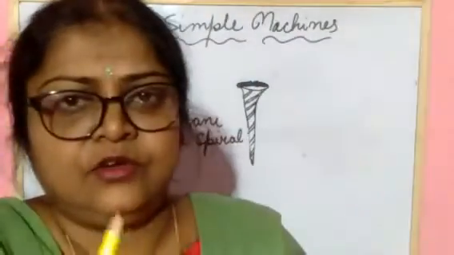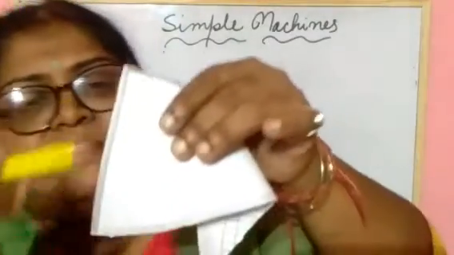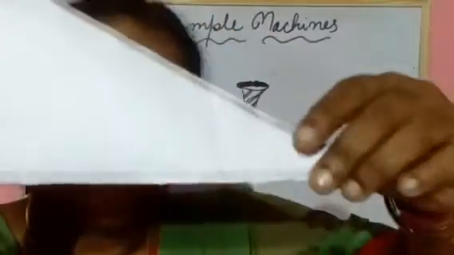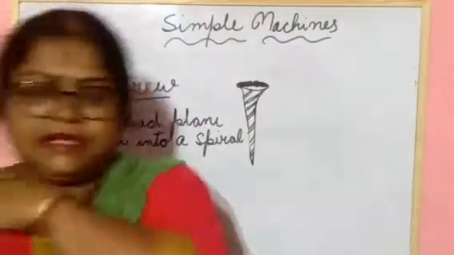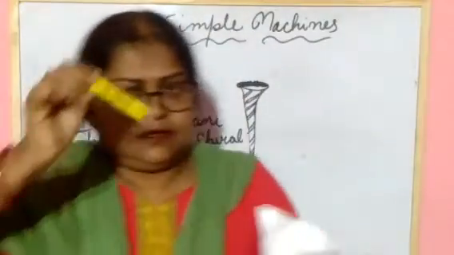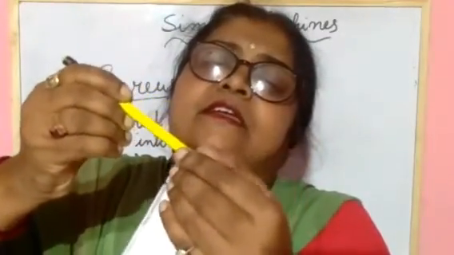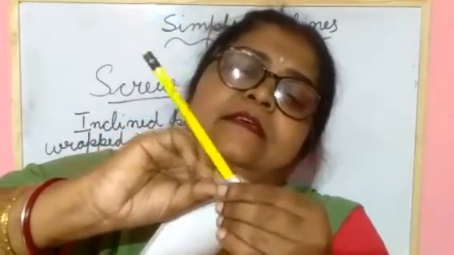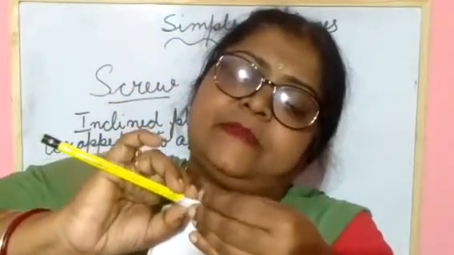Over. Now you take your pencil and scale and draw a line sidewise. You draw a line in this right angle triangle, this type of line on the side. Do it fast. Now take one pencil. Starting from this end, you wrap this paper around the pencil.